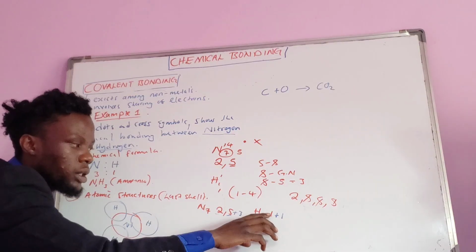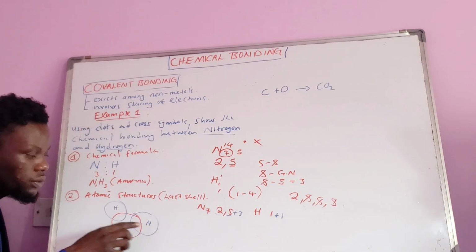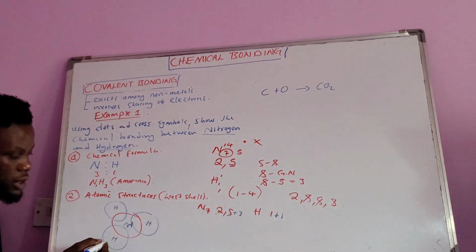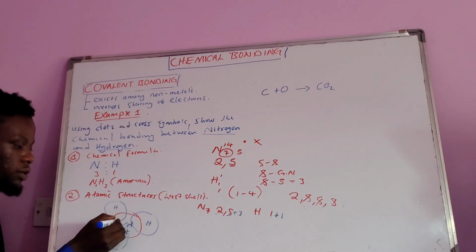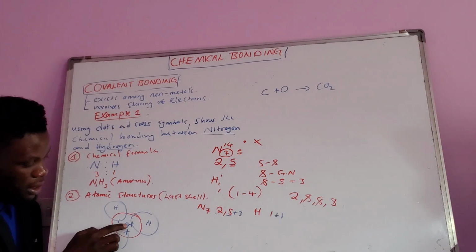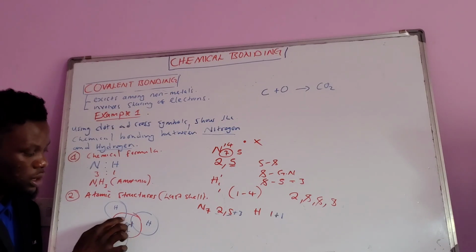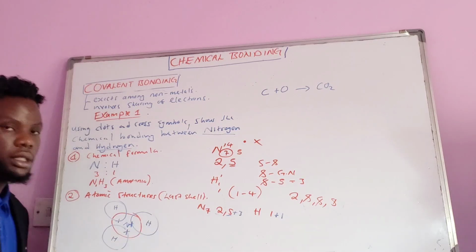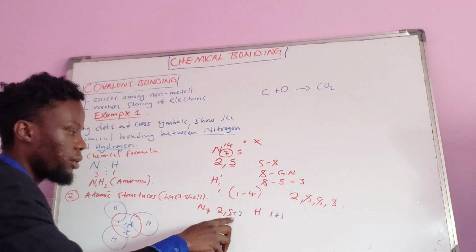Why? Because hydrogen only has 1 electron. So each hydrogen is going to give 1 electron to nitrogen. This hydrogen is going to give 1 electron, and this hydrogen is going to give 1 electron to this nitrogen. So if you look at the number, nitrogen needs about 3 electrons coming from hydrogen. How many electrons are here? 1, 2, 3. So these are the 3 electrons required by nitrogen for it to be stable.